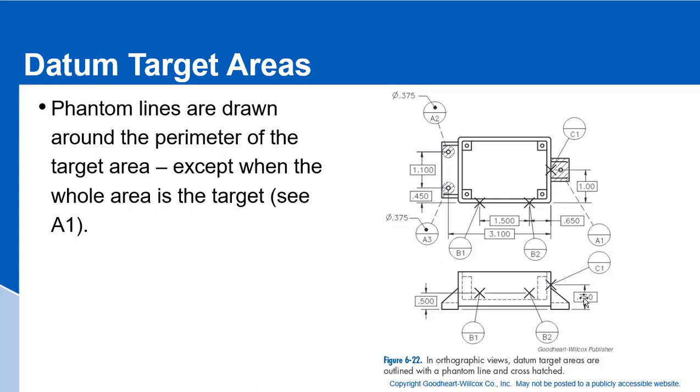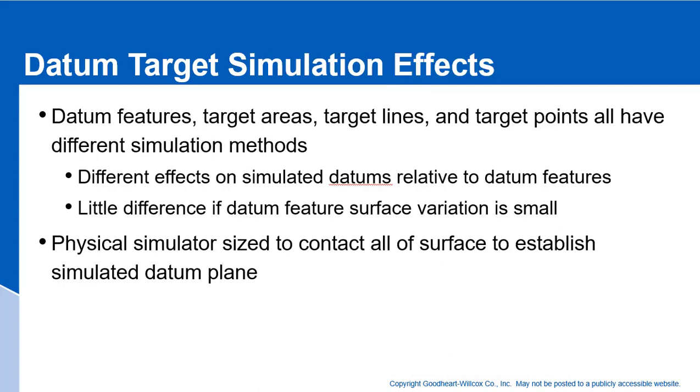So the intention there is that your datum simulator is going to pick up this entire area. Whereas on these two over here, your datum simulators are just going to pick up a 0.375 diameter. So you're going to have like a flat dowel rod that contacts the part, and that dowel rod is going to be 375 in diameter. So that's how you place a datum target area.